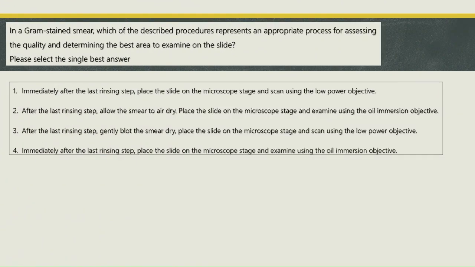In a gram stain smear, which of the described procedures represents an appropriate process for assessing the quality and determining the best area to examine on the slide? Please select the single best answer.